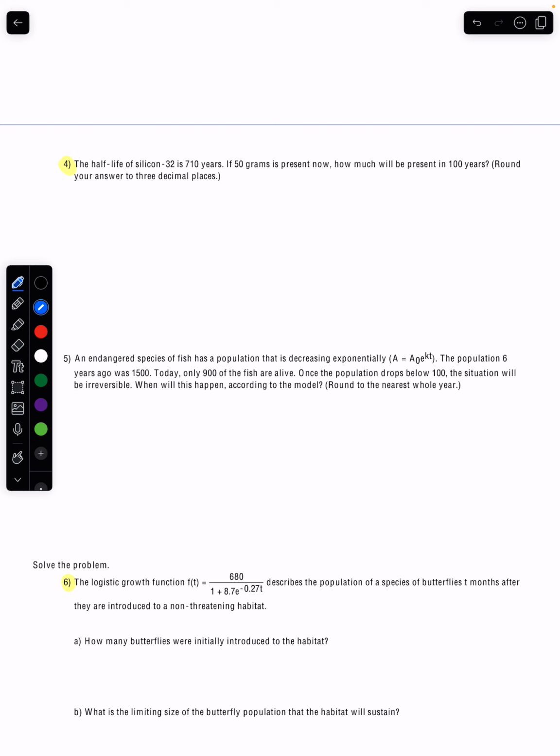Number 4 says the half-life of silicon 32 is 710 years. If 50 grams is present now, how much will be present in 100 years? Round your answer to 3 decimal places. Here we need to remember the half-life formula, which is going to be A equals A sub 0 e^kt.